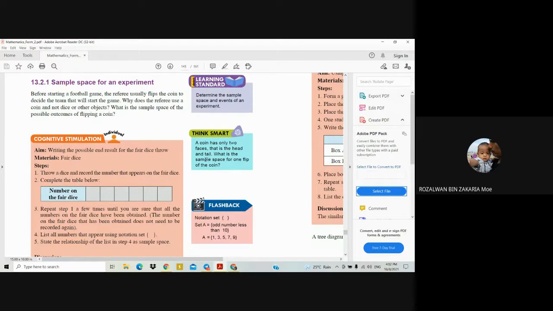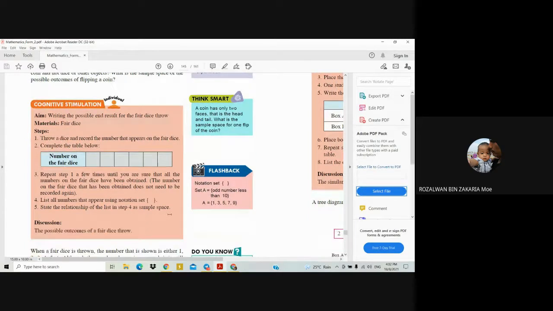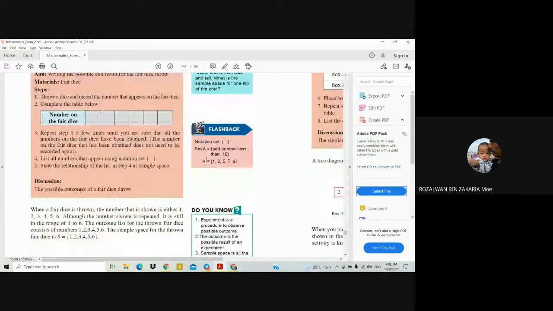Now look at this one. Some flashback here. You have to know the notation for set. Let's say we have set A equal to odd numbers less than 10. So set A is equal to the numbers 1, 3, 5, 7, 9. You can write the elements of set A using set notation like this. This you already learned during Form 1.